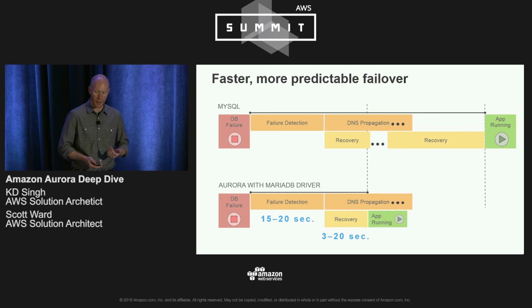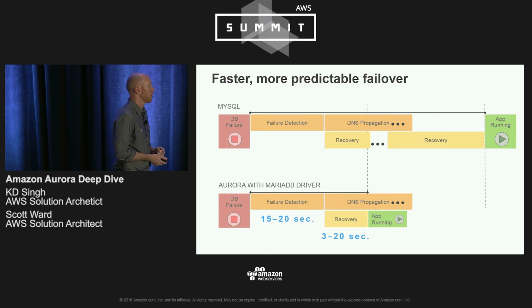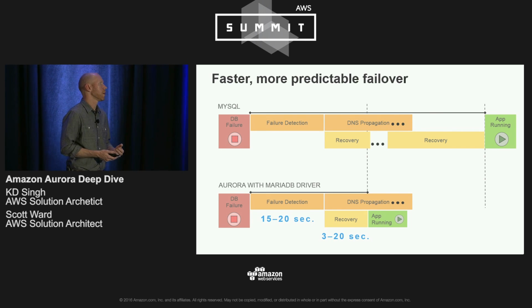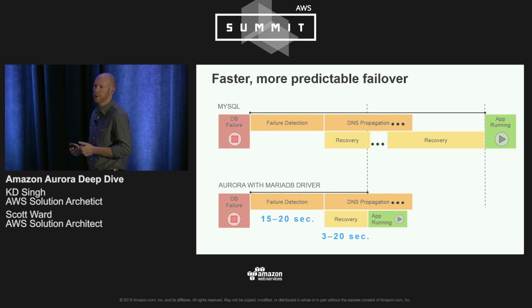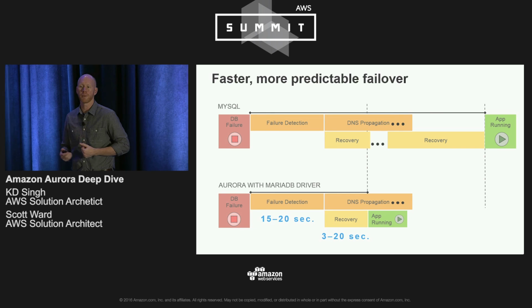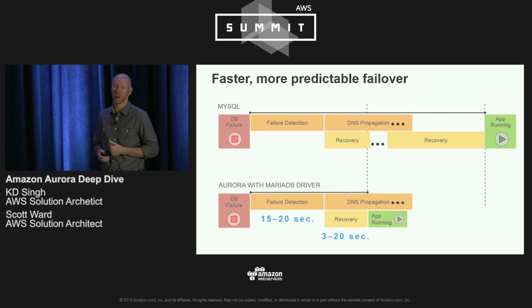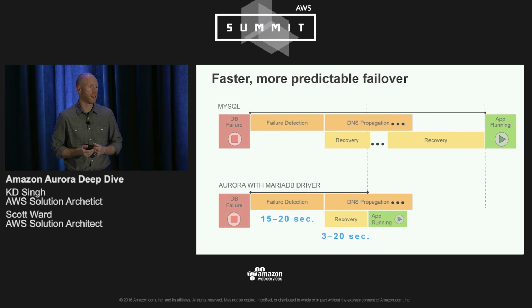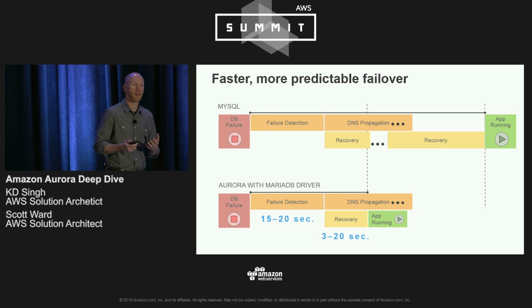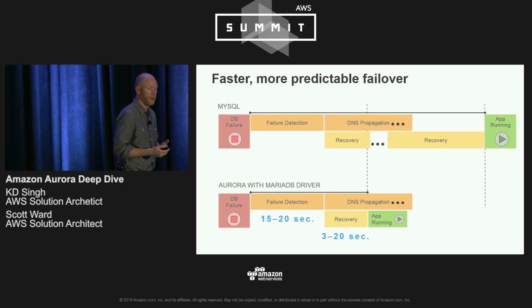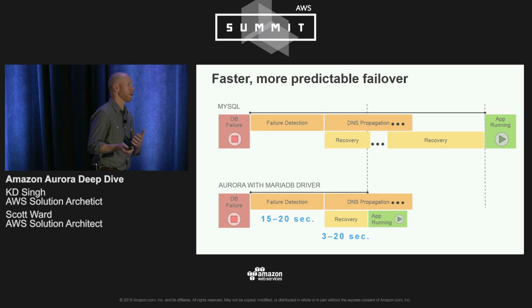On the Aurora side, you have your failure detection happening once again. And once that failure is determined, the recovery is almost instantaneous, because once a new instance comes into play, if it's a read replica, it's already got all the production data, or if a brand new instance has to come into play, it's able to start reading data off of the storage node immediately. So your recovery time is very, very small there. And then your application can be up and running right away.